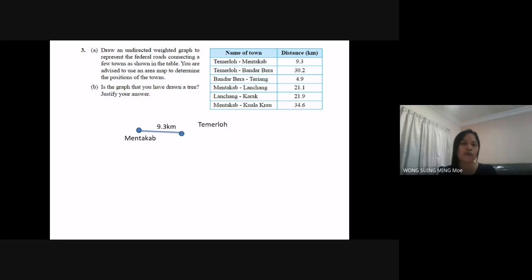For a weighted graph, we need to label all the edges. So now from Merlot to Mentakap is 9.3 kilometers, so I label the edge 9.3 kilometers. Now next is Merlot to Banda Bera, 30.2 kilometers. Banda Bera is here, so I draw the line and label it 30.2 kilometers.